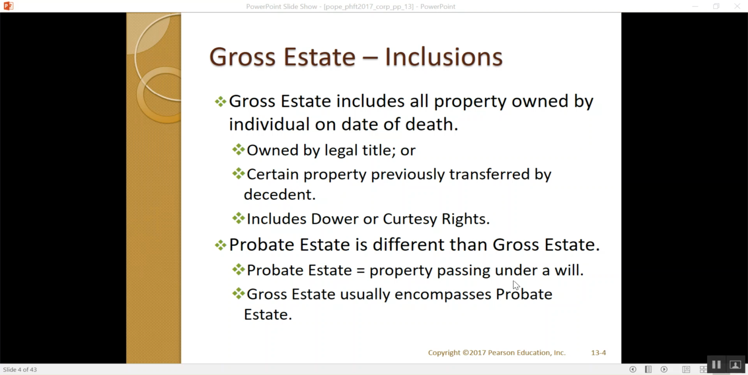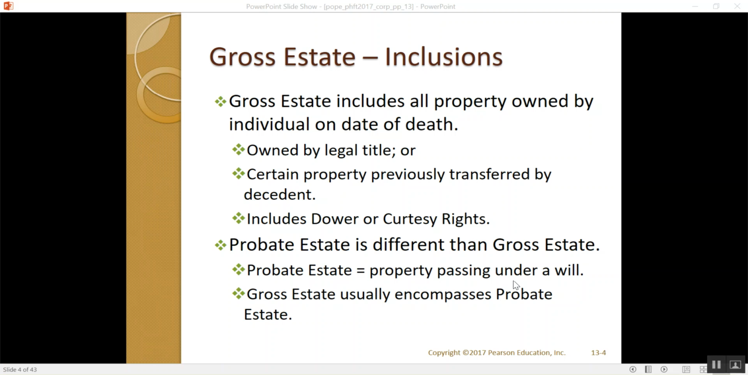Now, dower or courtesy rights are rights that certain states give, if the married couple lives in certain states. And I don't believe that California has dower or courtesy rights. I haven't looked it up though, but I don't think they do.